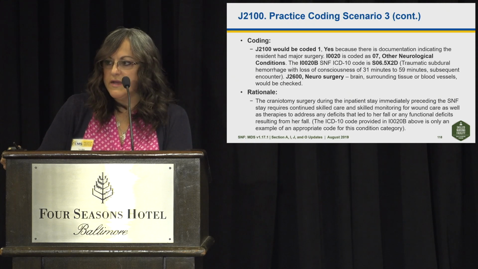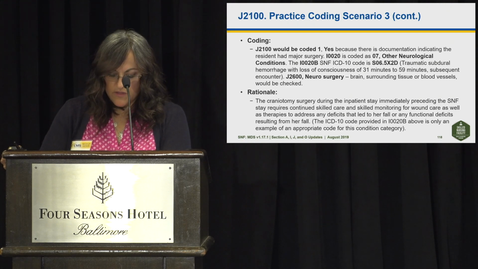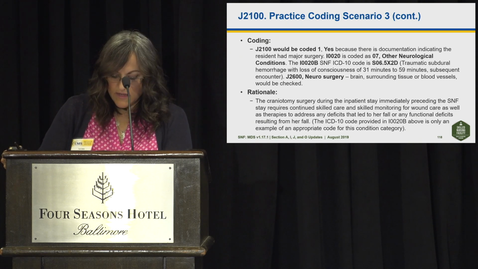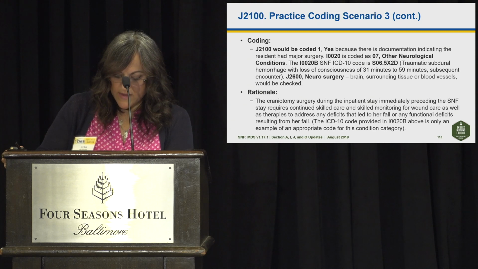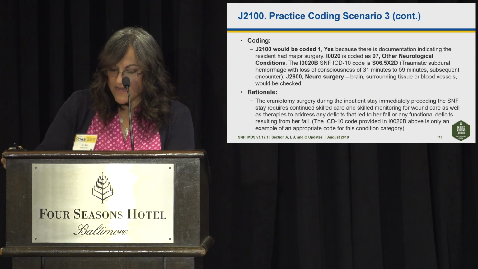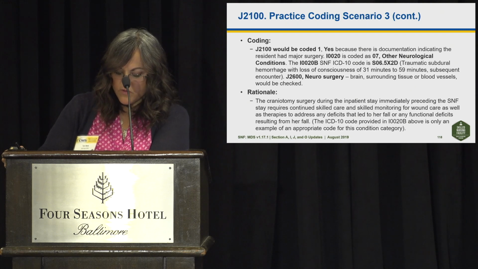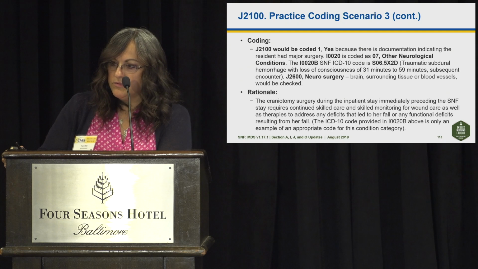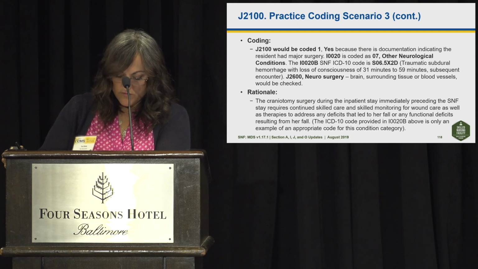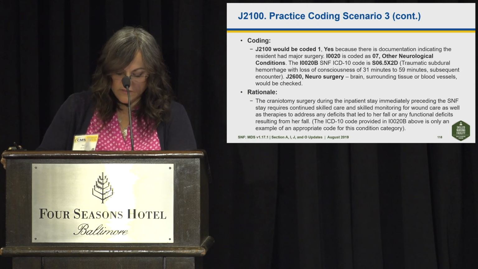If we were coding I0020, it would be coded here as 07, which is other neurological conditions. And the ICD code in I0020B might have been S06.5X2D, which is a traumatic subdural hemorrhage with loss of consciousness of 31 to 59 minutes, subsequent encounter. In this instance, you would also check J2600, which is neurosurgery of the brain, surrounding tissue or blood vessels.